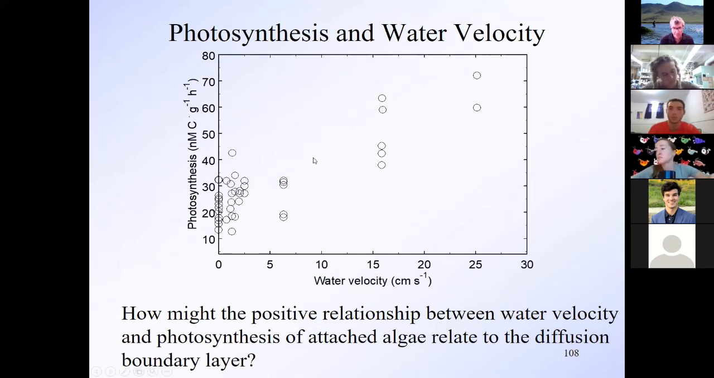And we see that the average down here is around 20 at 0 water velocity. But as the water velocity increases to 25 centimeters per second, so this is a pretty brisk flow of stream right here, the photosynthetic rate goes up and up. So why might that be related to the diffusion boundary layer? Okay, so the first question is what happens to the thickness of the diffusion boundary layer as the water velocity increases?